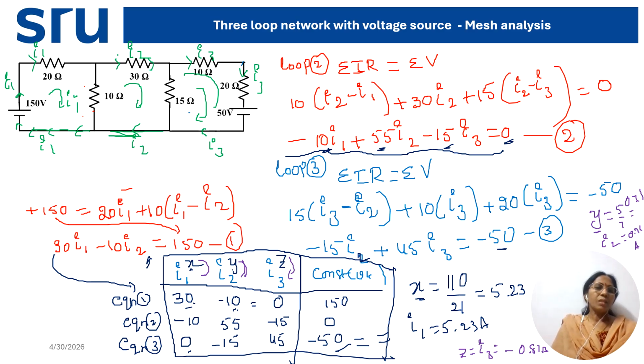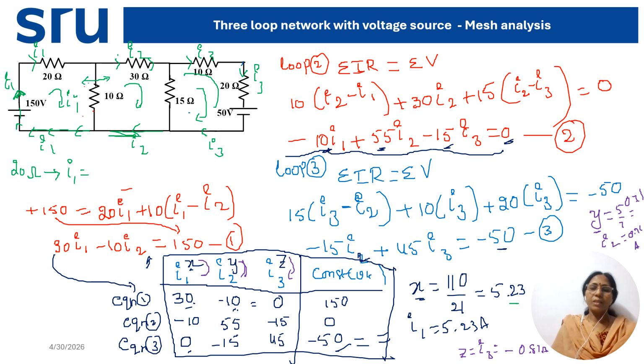Now look at this. What is the current through the 20 ohm? How much current is flowing through the 20 ohm resistance? I1 current. What is I1 here? We got 5.23 ampere. So 5.23 ampere is flowing through the 20 ohm resistance. What is the current delivered by this 150 volt source? Again I1. So through 150 the current is 5.23, that is I1.